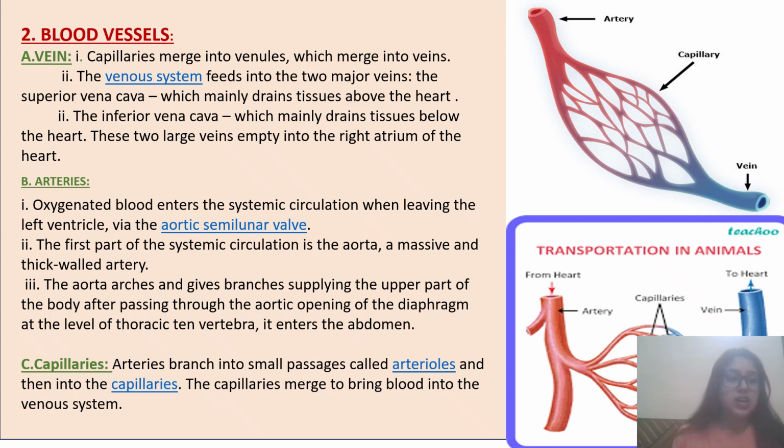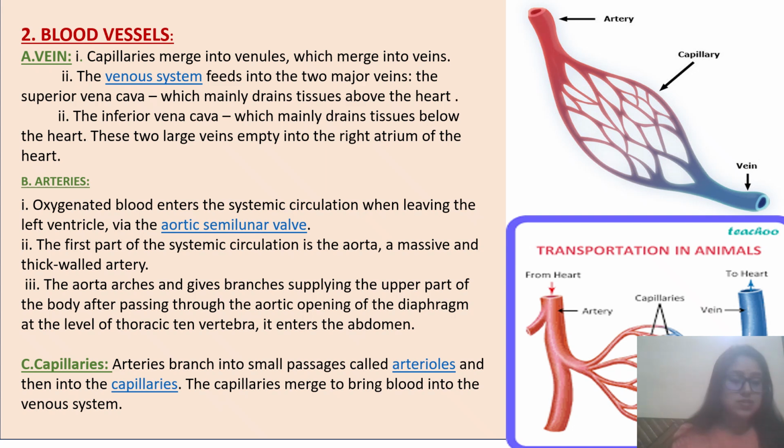Next, arteries. Arteries contain oxygenated blood, which enters the systemic circulation when leaving the left ventricle via the aortic semilunar valve. The first part of the systemic circulation is the aorta, a massive and thick-walled artery. Next, the aorta arches and gives branches supplying the upper part of the body. After passing through the opening of the diaphragm at the level of the thoracic 10 vertebra, it enters the abdomen. The main difference between veins and arteries is that arteries carry oxygenated blood and veins carry deoxygenated blood.